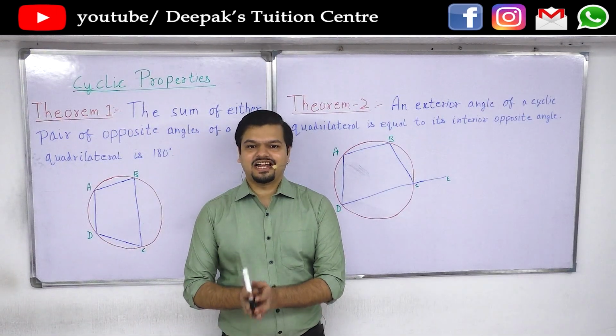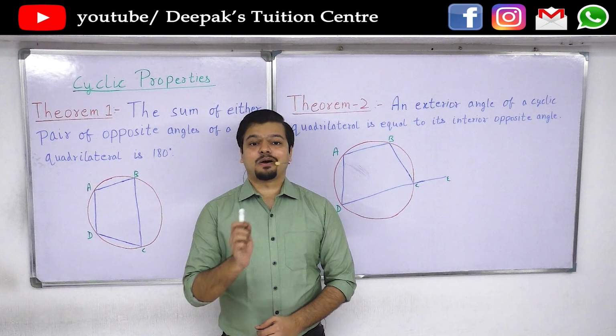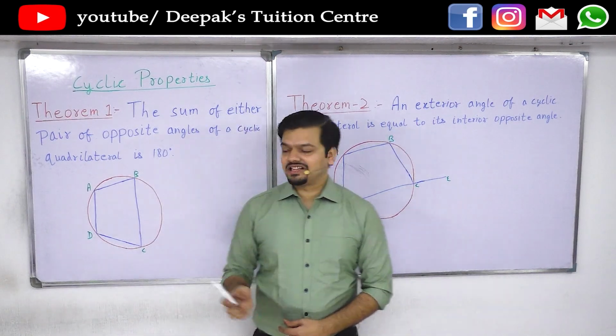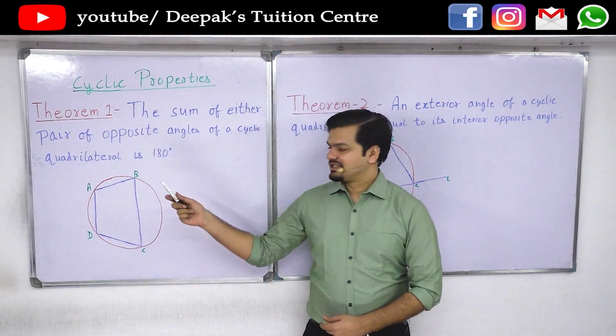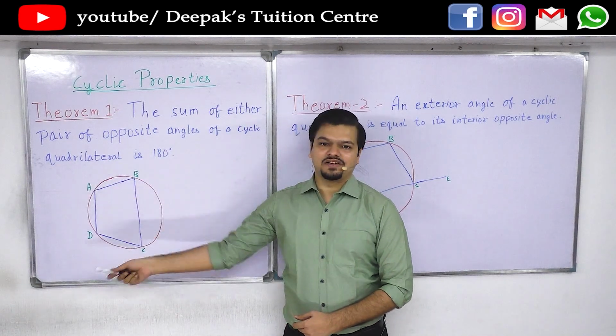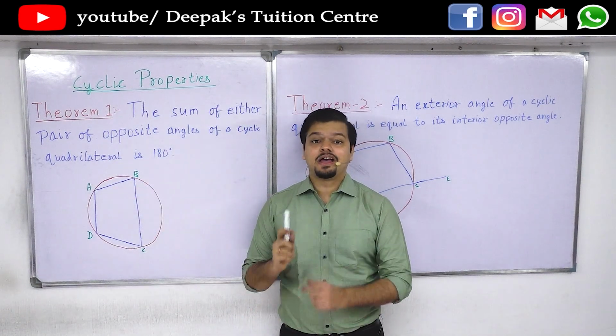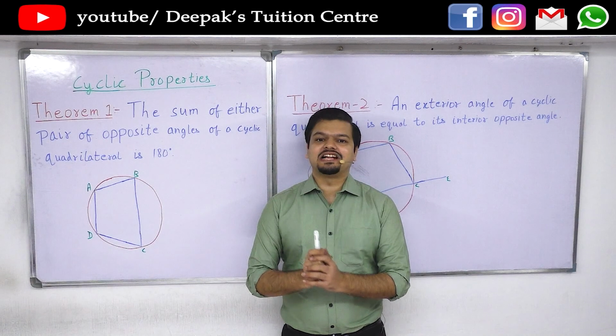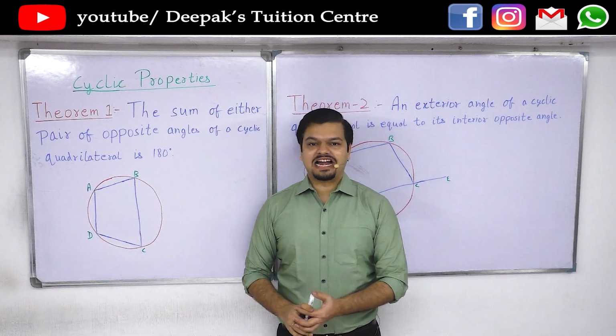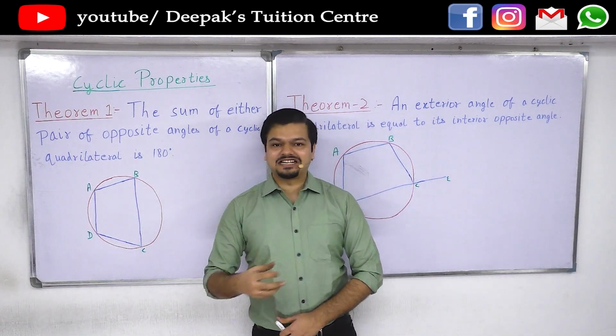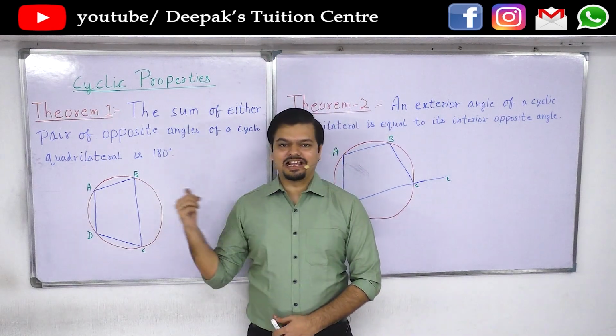A cyclic quadrilateral is a quadrilateral which has all four vertices on the circumference of the circle. So if a quadrilateral has all four vertices on the circumference of the circle, only then it is called a cyclic quadrilateral. And a cyclic quadrilateral obviously commands two theorems of cyclic properties.